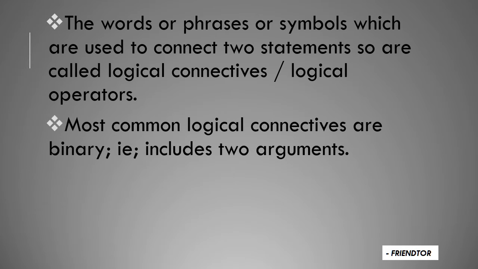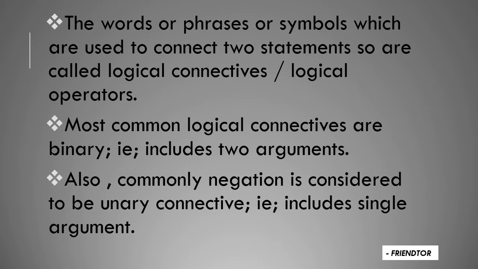Now, most common logical connectives are binary. That means they include two arguments. That means they are using two statements. Okay. And also commonly negation is considered to be a unary connective. It includes only one argument. Now what is negation? It is an example of a logical operator. And the speciality is that it is unary. Unary means it is using a single argument. It is applied on a single statement. And when we say binary, those logical operators are applied on two statements. Okay, now when you see the examples, the fact will be more clear.